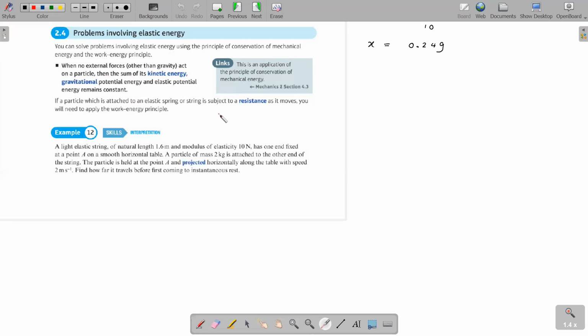But if there is some kind of a resistive force, what happens? If there is an external force, then we apply which principle? Do you remember the principle you learned in M2? We apply the work energy principle. The work energy principle is where the work done by the resistive force is equal to the change in energy. Okay, so we will do some questions with these and let's see how these sums are done.